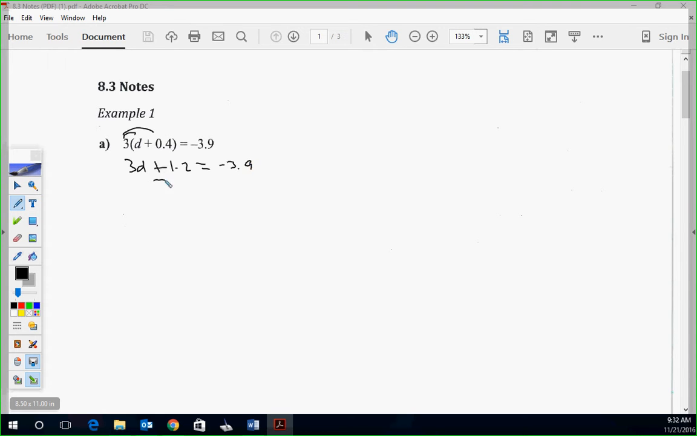We're going to go minus 1.2. Remember, negative subtracts more. That means I owe 3.9, I'm borrowing another 1.2, I owe 5.1. And I'm going to divide by 3. It's 5.1. You can put 5.1, it's fine. So if you divide that by 3, you should get 1.7, I think.